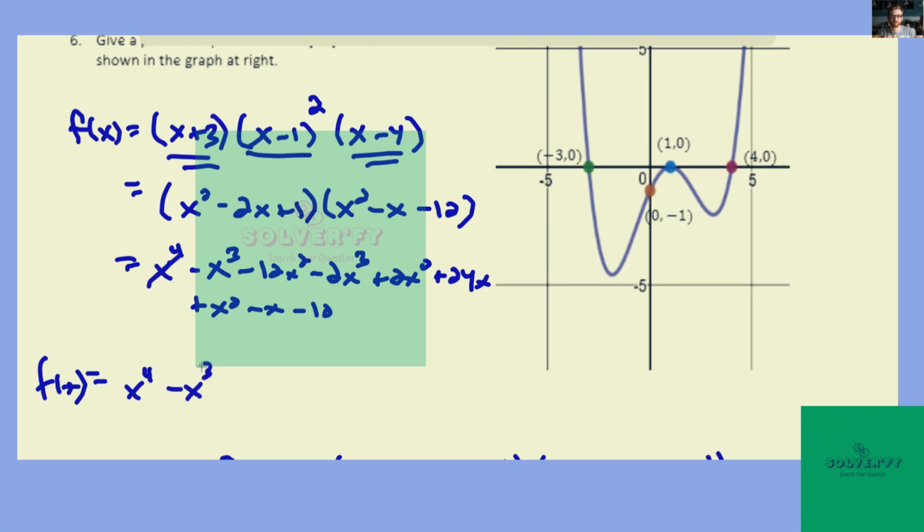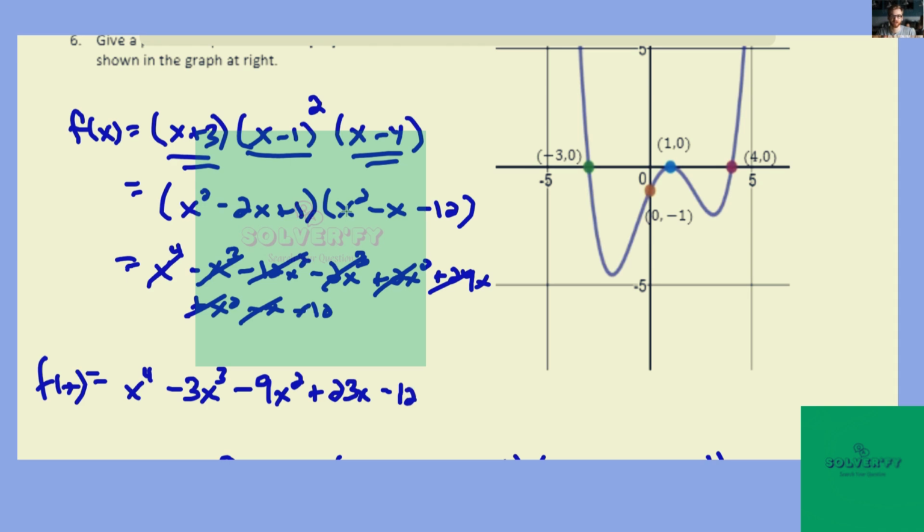minus 3x cubed, then we have minus 9x squared plus 23x minus 12.